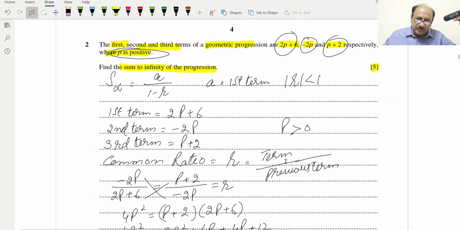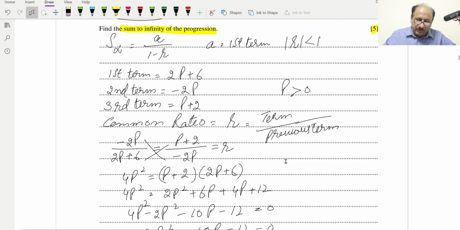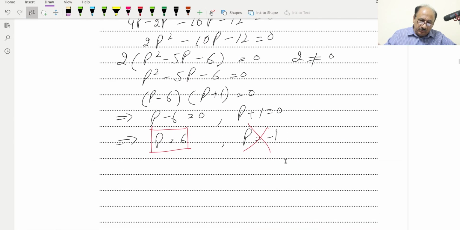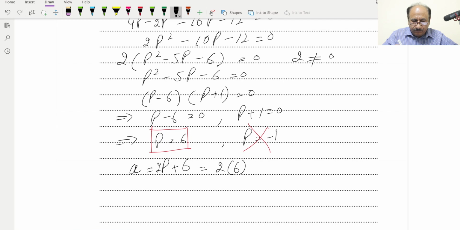A is what? A is the first term, which is 2p plus 6. So this will be replaced, we can find the p value. A value is equal to 2p plus 6, and we will be replacing p by 6. So 2 into 6 plus 6, this will be equal to 12 plus 6, which is equal to 18.